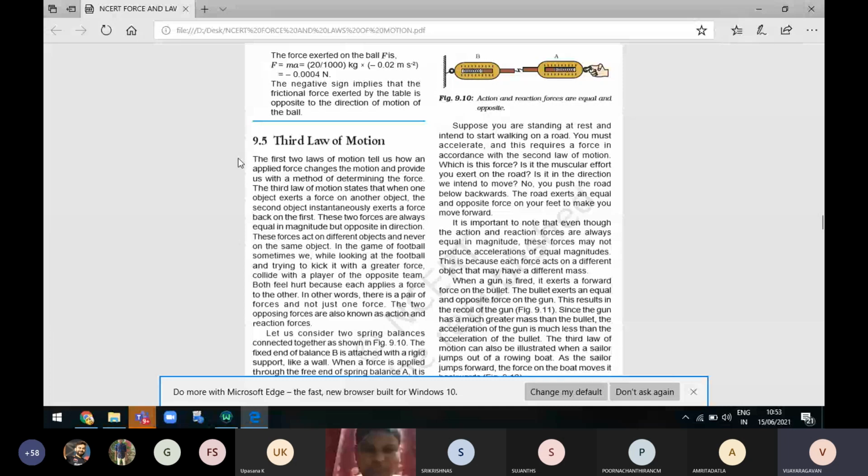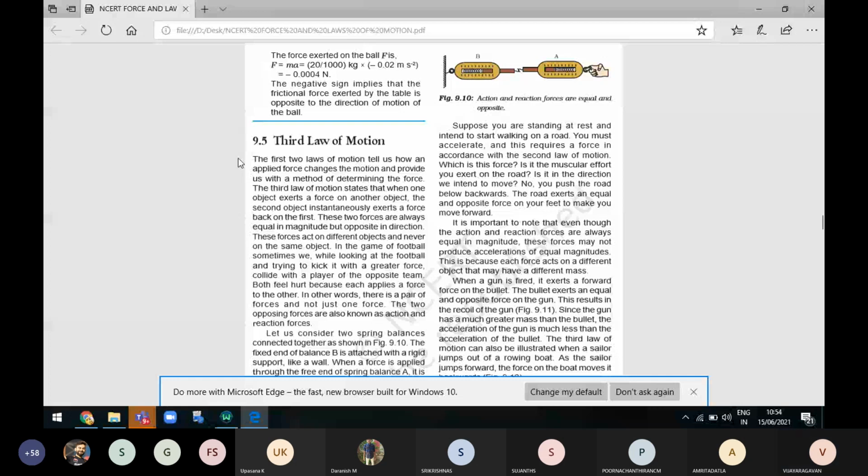If the action is from our foot, if we are pushing the road below backwards, then the road will push your leg in the opposite direction. Then only you are able to walk. So the road exerts an equal and opposite force on your foot to make you move forward. That is, how much force you are giving to the road, the same force will be given in the opposite direction.